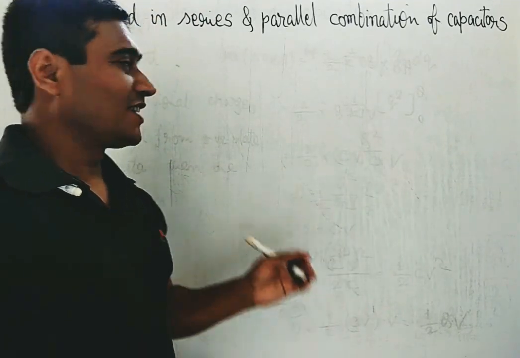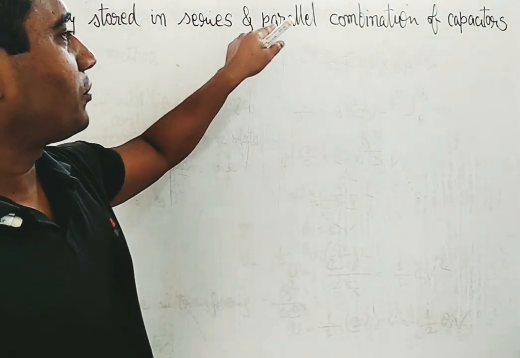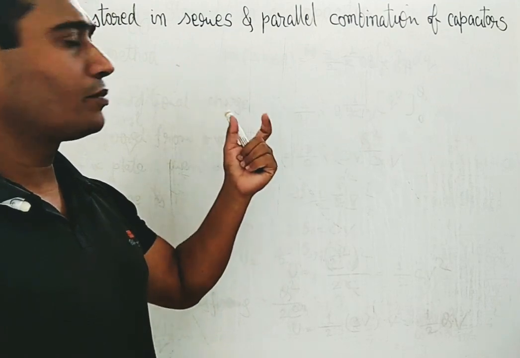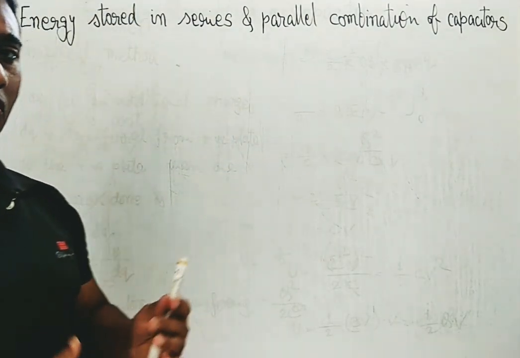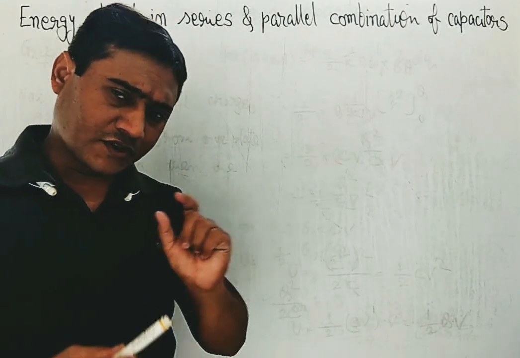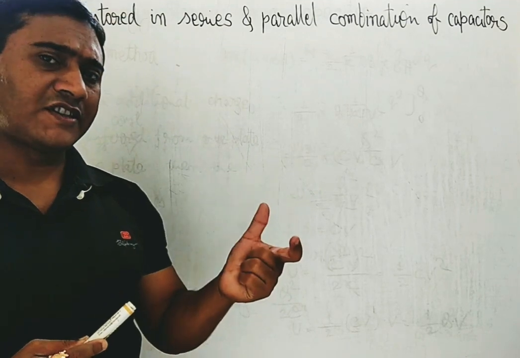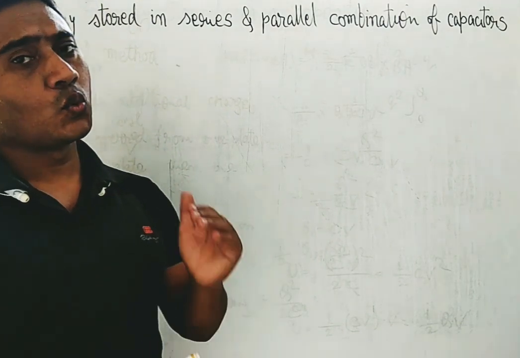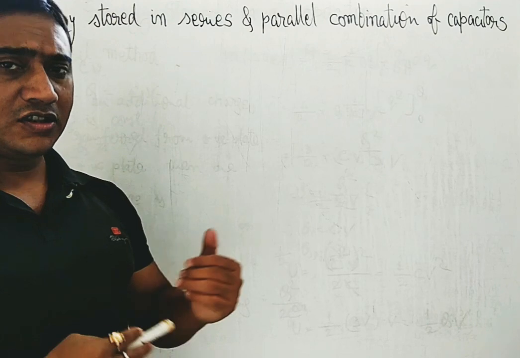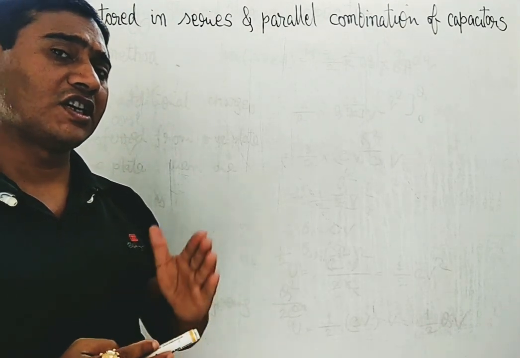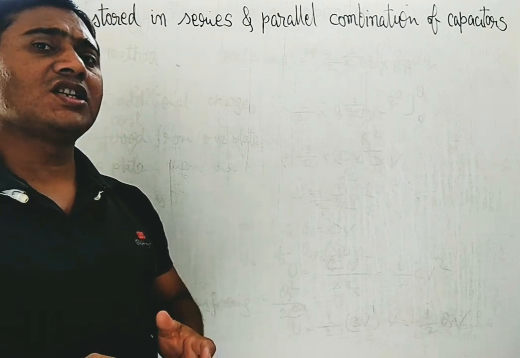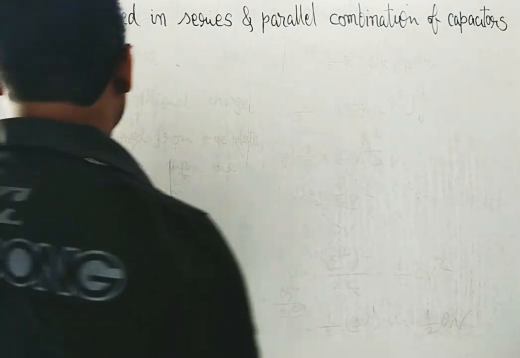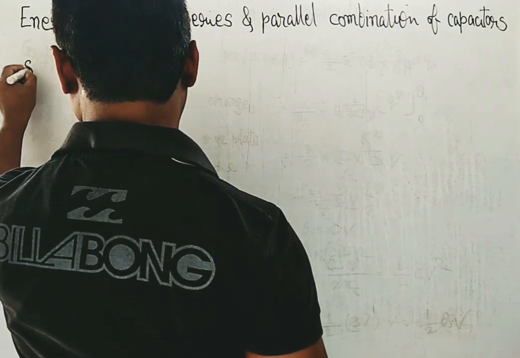So now let's have the next topic, energy stored in series and parallel combination of capacitors. Here we will be proceeding with first a series combination of n identical capacitors, and later those n identical capacitors will be connected in parallel, and in these two types of combinations, how the energy stored gets calculated will be seen here. So let's proceed with the series combination first.